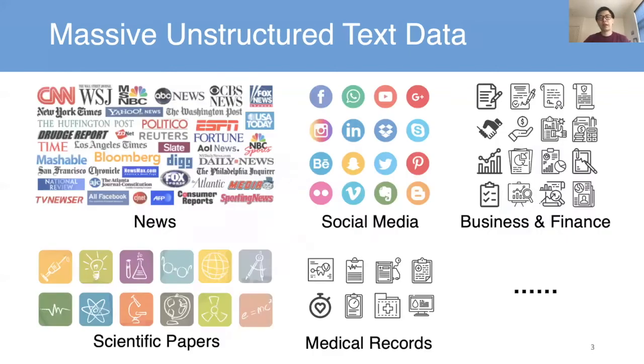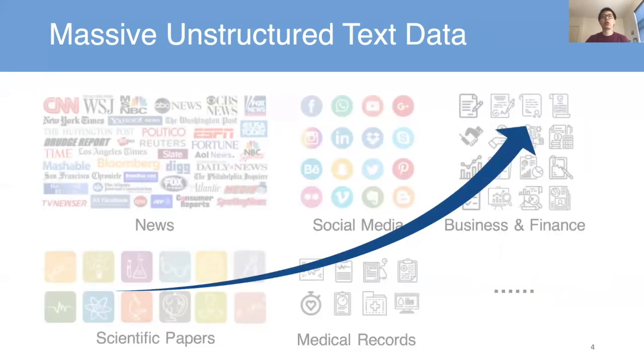So where are these text data? Text data is everywhere in our daily life, including news articles, social media posts, business and finance reports, scientific papers, and medical records. Their volume itself is massive, but more importantly, it keeps growing.